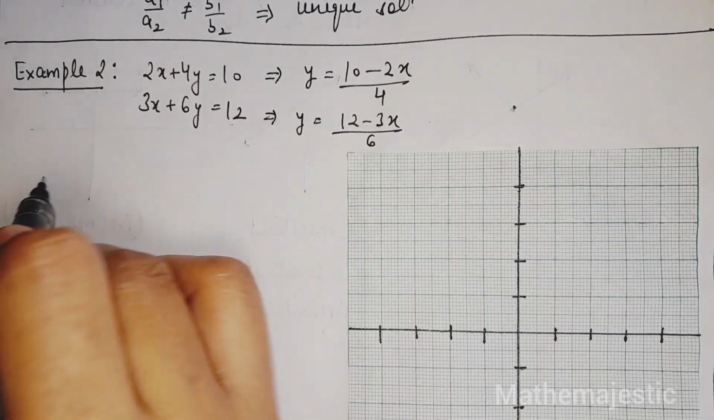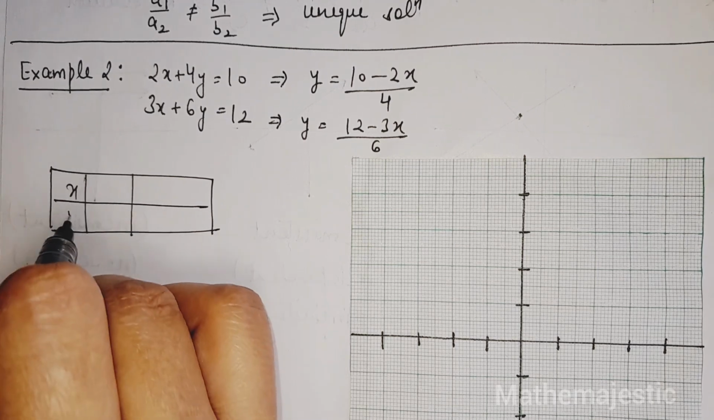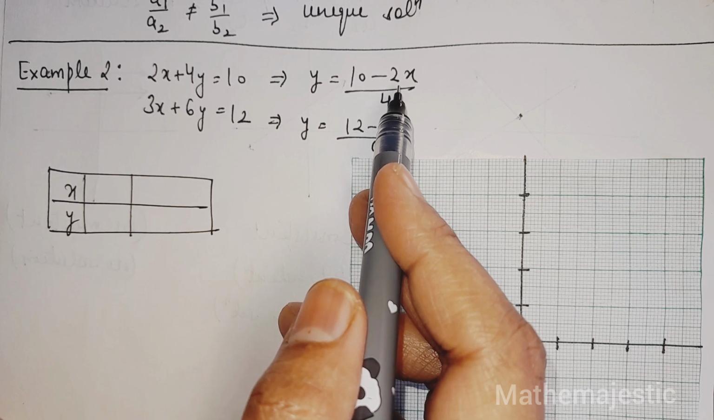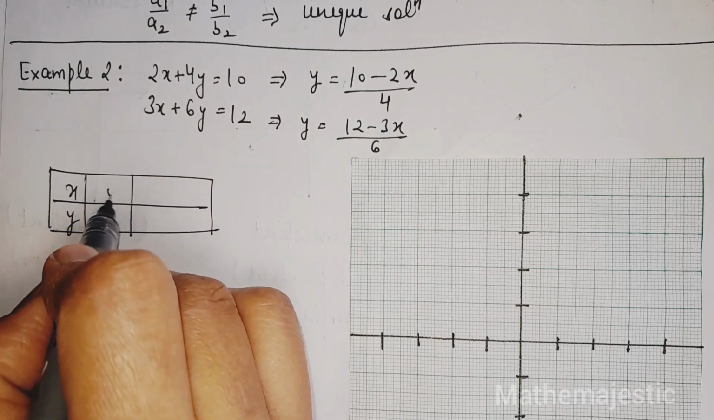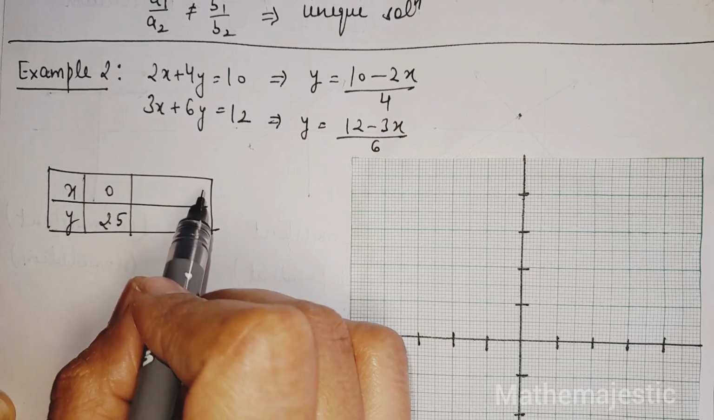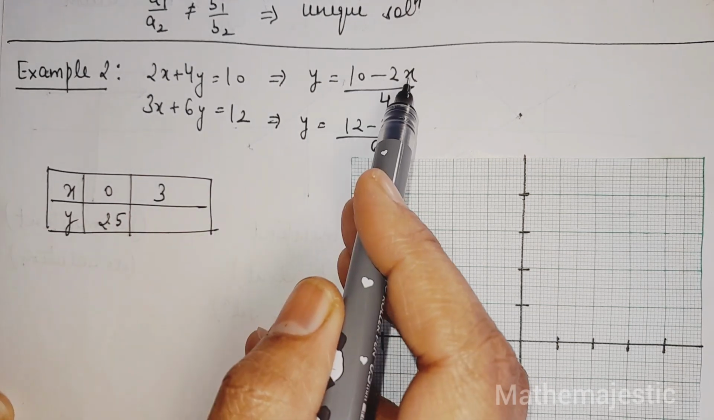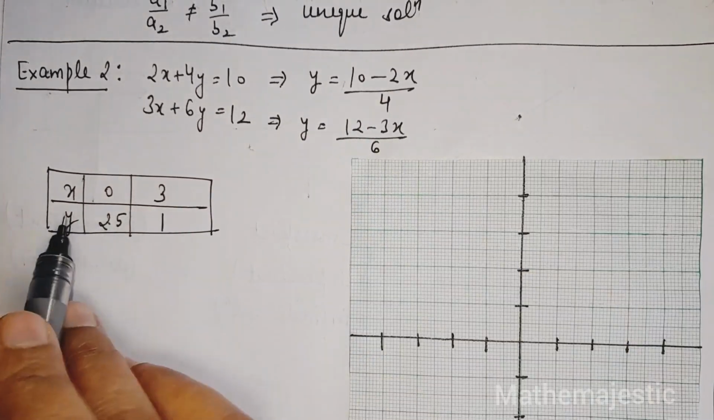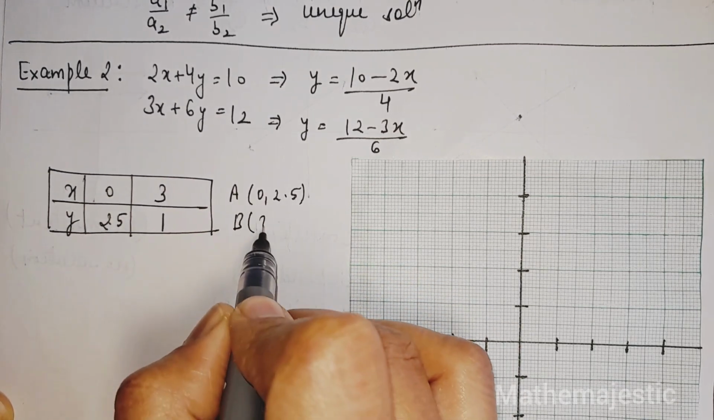So now we will make the table for the first equation. This is x, this is y. Here you can take x as 0, or any other value. If you take x as 0, 10 by 4 will be 2.5. And if you take x as 3, 3 twos are 6, 10 minus 6 will be 4, 4 by 4 will be 1. So these are the coordinates. Let A be 0, 2.5 and B be 3, 1.